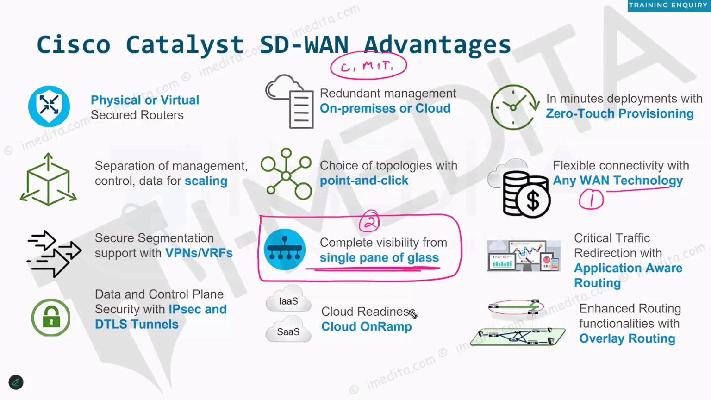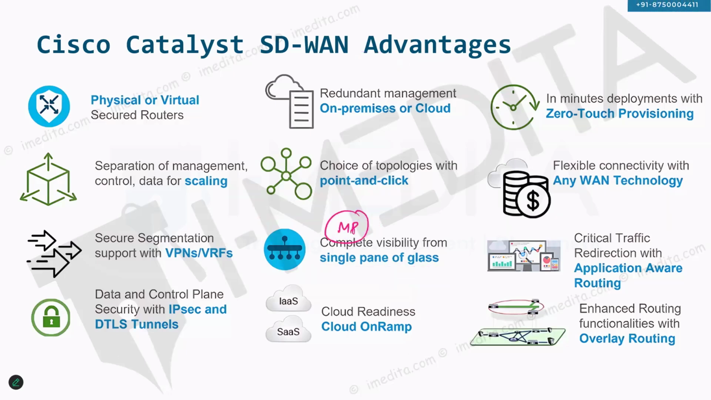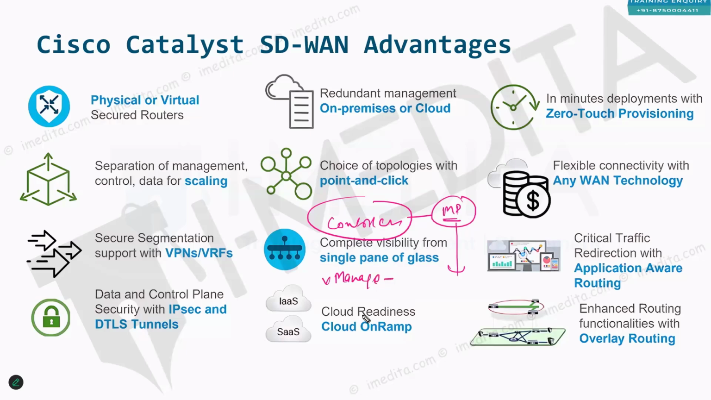We have a centralized management plane concept. From a centralized point, we can manage all the networking devices. Not only manage, we can also do the configuration on those devices. We can also do the troubleshooting on those devices. For that, they have a controller. Centralized management plane. For a centralized management plane, they created a software and they call that software vManage, also known as Catalyst SD-WAN Manager nowadays.